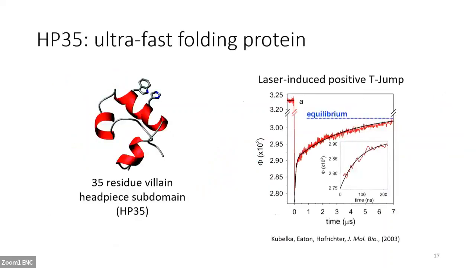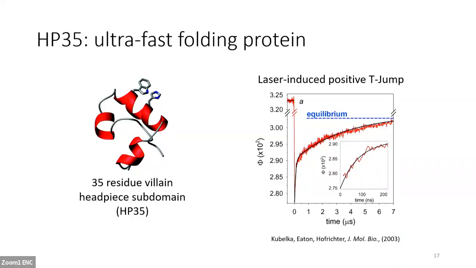So just really quickly, in the last minute or two here, I hope I have another minute or two, I'd like to briefly tell you about a second application of negative temperature jumps, which is to study ultra-fast folding proteins. So the 35 residue villin headpiece subdomain HB35 is one of the fastest folding proteins known.